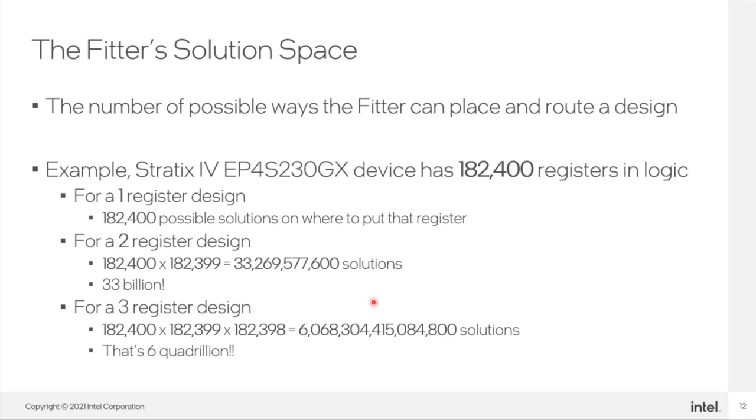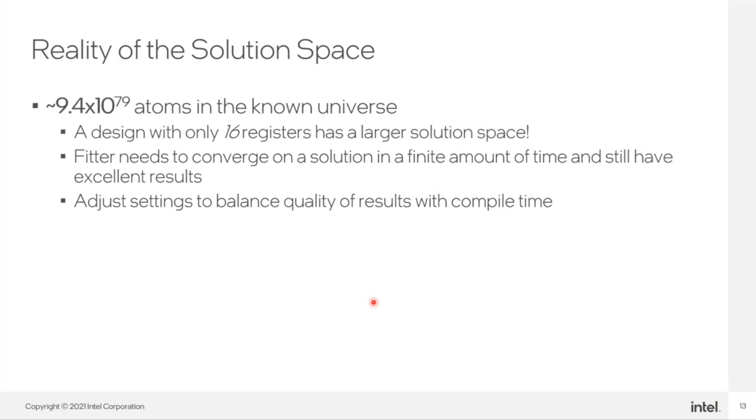with a 3 register design, the whole thing just quickly balloons. And with a 16 register design, there are more potential solutions than there are atoms in the known universe. So Quartus has this problem of being able to find a solution in the design space, and designs are going to be infinitely larger than 16 registers.